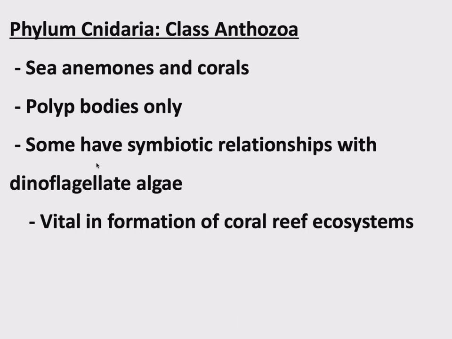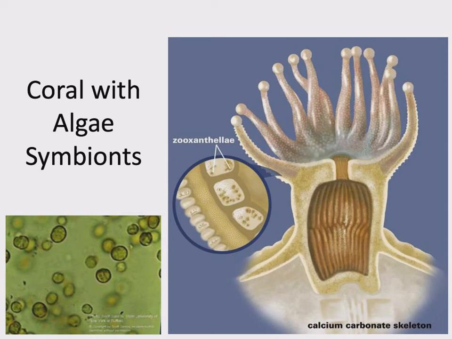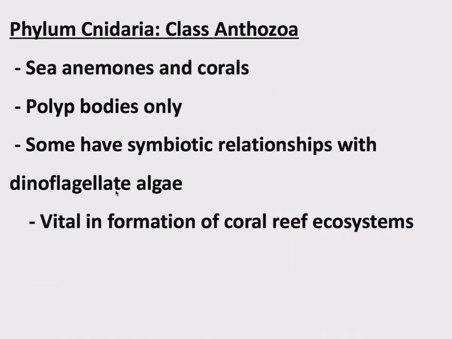Some interesting things about them: some have symbiotic relationships with dinoflagellate algae. This might look familiar to you. When we talked about dinoflagellate algae, I used this exact slide, but here it is again. The coral, the anthozoan half of this, provides a safe space for these protist dinoflagellate algae, and the dinoflagellates perform photosynthesis and give sugars, the products of photosynthesis, to their protector or captor. Don't worry about it. Some have a symbiotic relationship with dinoflagellate algae, and this is vital in the formation of coral reef ecosystems.